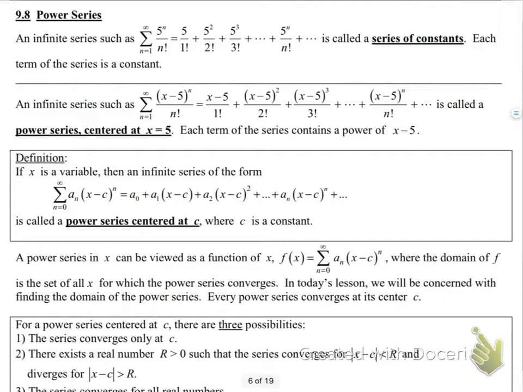Okay, an infinite power series, such as what is in front of you, is called a series of constants. Each term of the series is in fact a constant. An infinite series, such as what is written in front of you, is called a power series centered at x equals 5. Each term of the series contains a power of x minus 5. By definition, a power series is as written in this box.